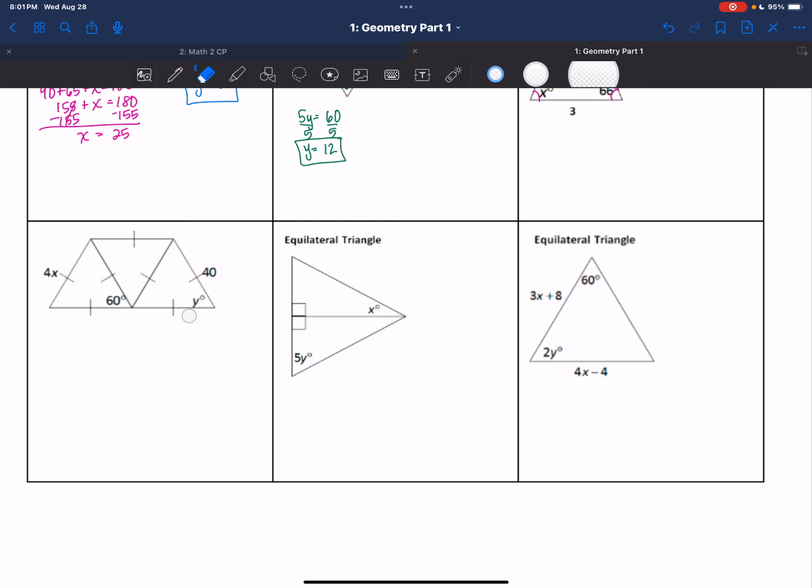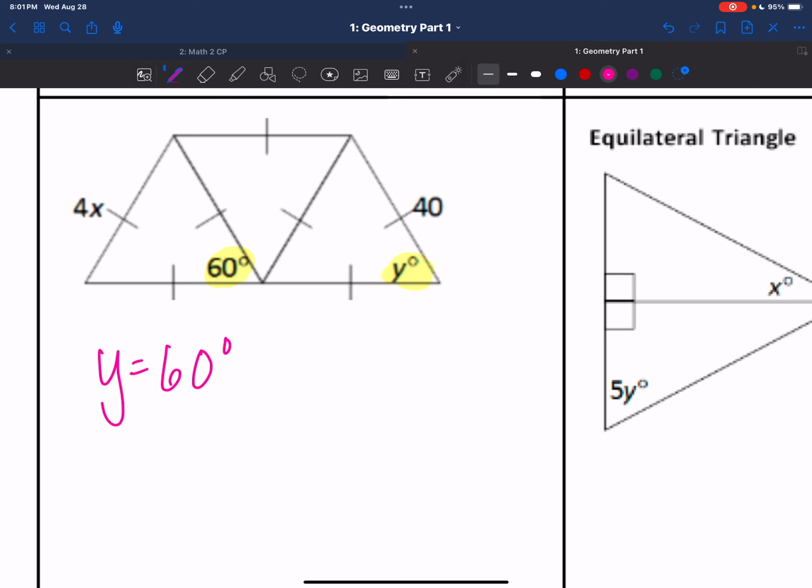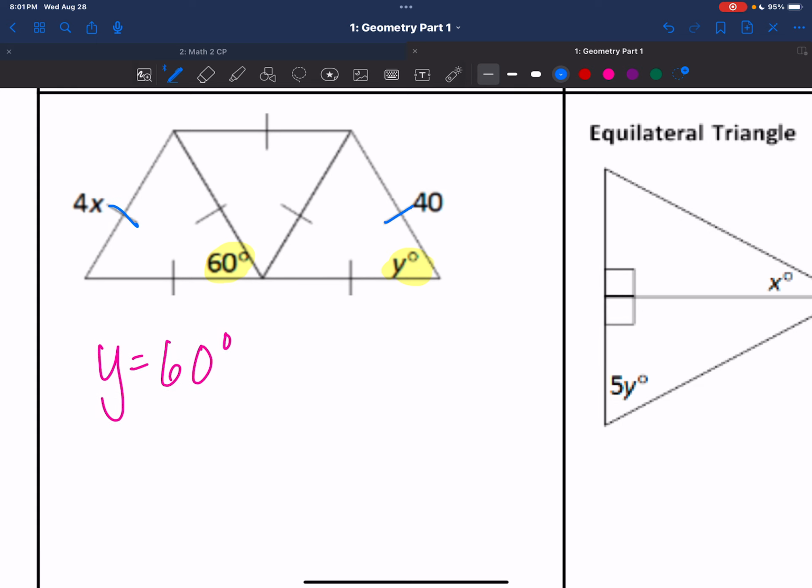So let's go ahead and start, and let's find this. If I know that this angle is 60, and I said all the angles are the same, well then y is equal to 60. And the same idea. If I know this side is 4x, well this side has to be equal to 4x also. And then divide by 4, x equals 10. All right, there you go.